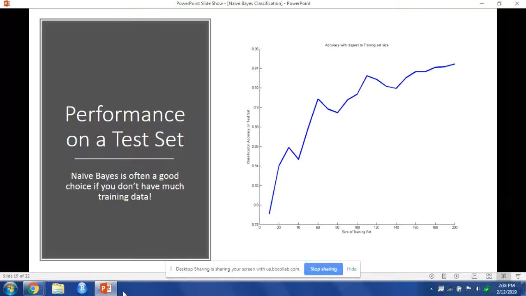Another advantage is we can use this model if we have a low amount of training data. Here we can see that even if we only had 30 training examples, we can still be about 86% accurate. Obviously, the more training examples we have, the more accurate we should get. But it is an advantage if you have a small data set.